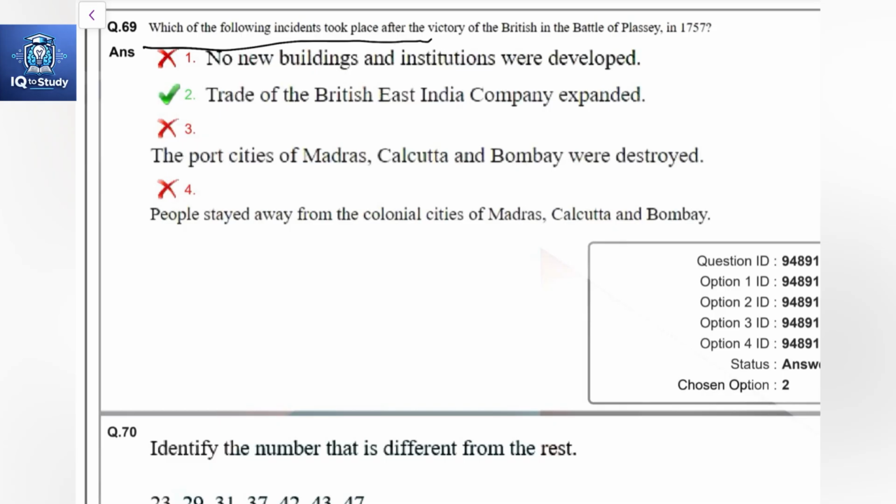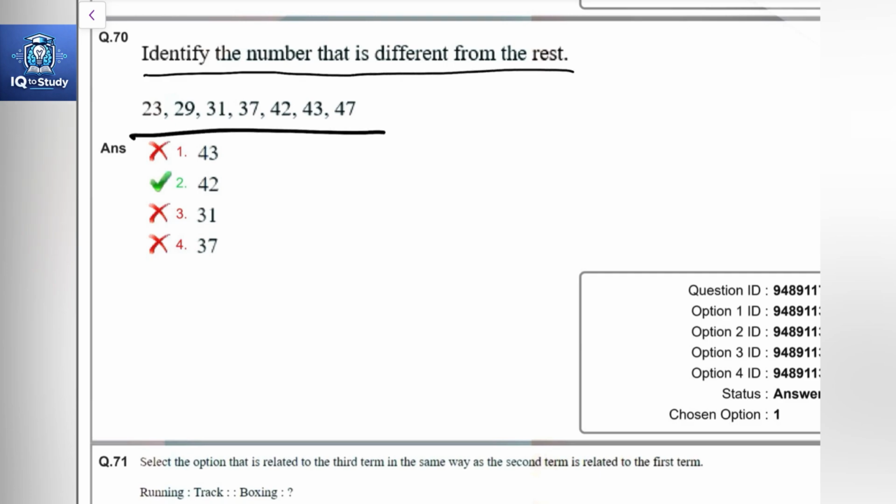Which of the following incidents took place after the victory of British in the Battle of Plassey in 1757? Trade of British East India Company expanded. Identify the number that is different from the rest. Given 23, 29, 31, 37, 42, 43 and 47. The logic is all are prime numbers except 42, because 42 is composite number and remaining prime numbers.